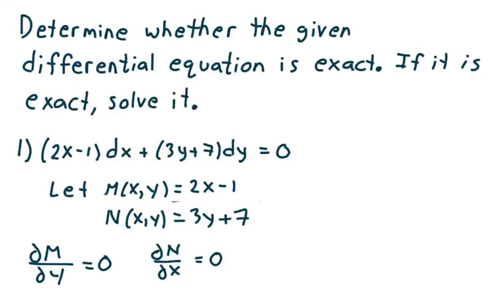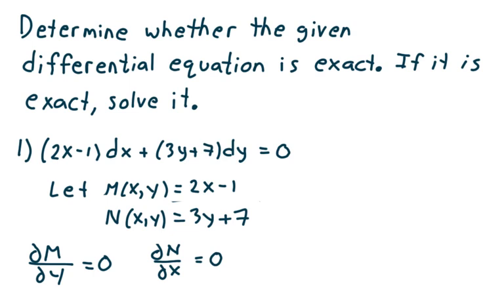The directions say to determine whether the given differential equation is exact. If it is exact, solve it. Let's take a look at example 1. Suppose we're given (2x - 1) dx + (3y + 7) dy = 0.